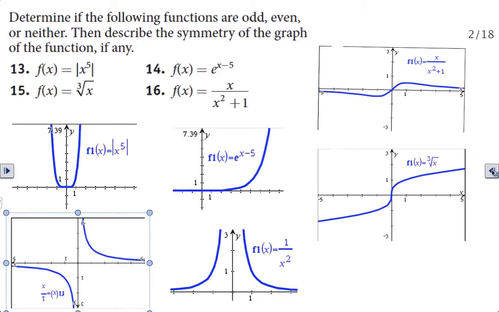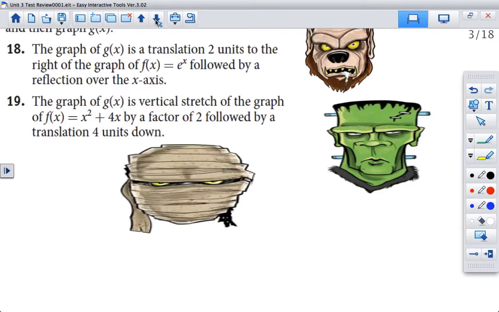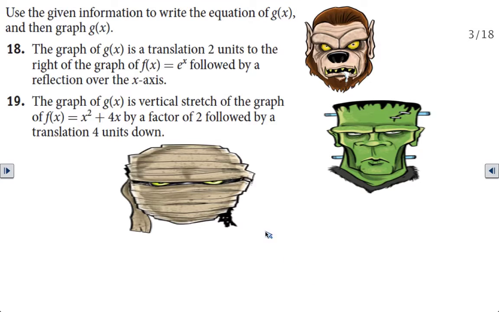All right, so those are some examples of your graphs. Make sure you understand what odd functions look like, what even functions look like, and what neither functions look like. All right, next problem. Use the given information to write the equation of g of x and then graph g of x. Okay, don't worry about graphing g of x.